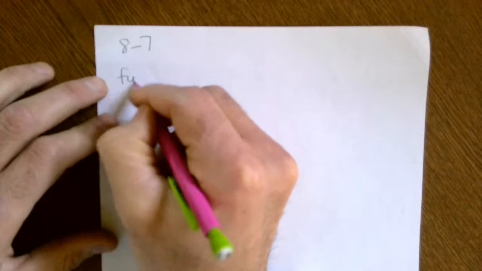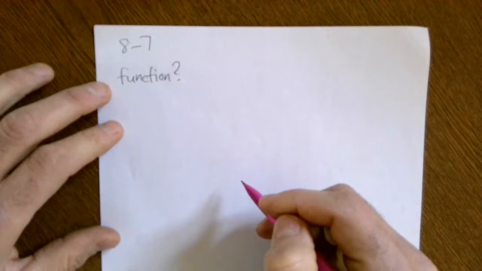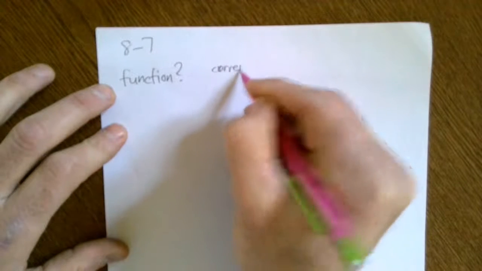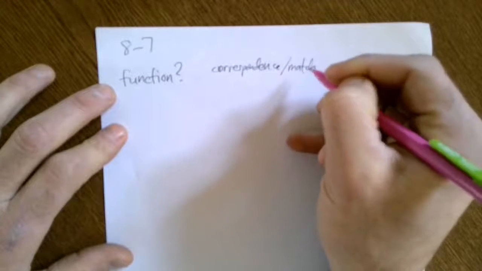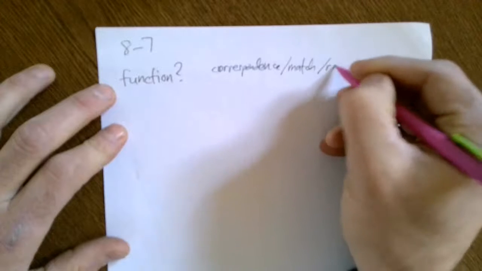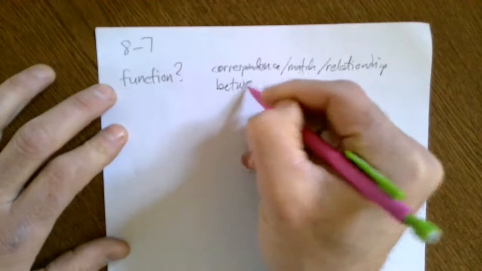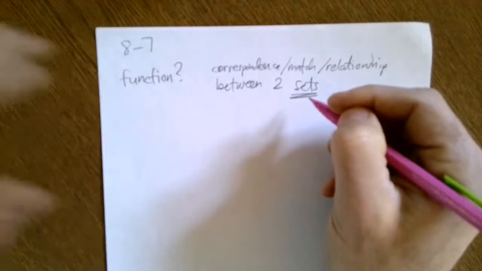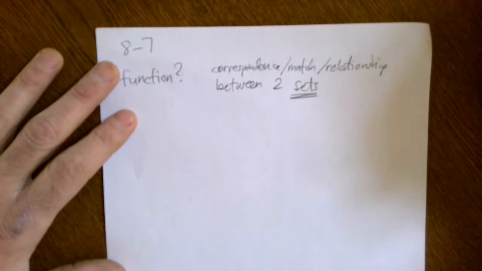So let's review. What is a function? You remember, a function is a correspondence, or we called it a match, or we could also call it a relationship. It's a kind of relationship between two sets. And the sets could be numbers, they could be trees, they could be whatever, really. Mostly we're dealing with numbers.